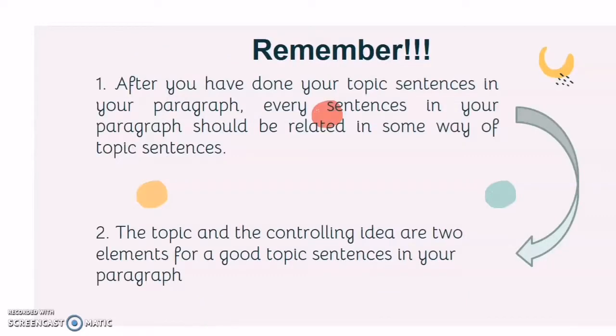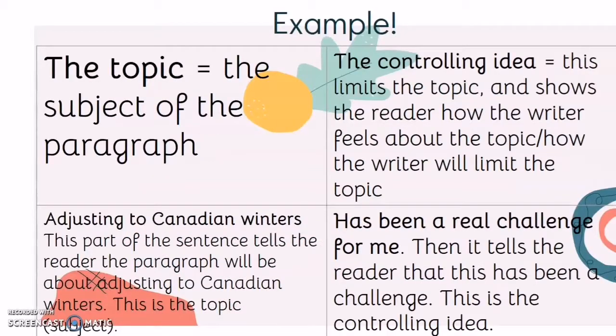Remember, after you have written your topic sentence, every sentence in your paragraph should be related in some way to the topic sentence. The topic and the controlling idea are two elements of a good topic sentence. Okay, this is the example. The topic is the subject of the paragraph. What is the controlling idea?